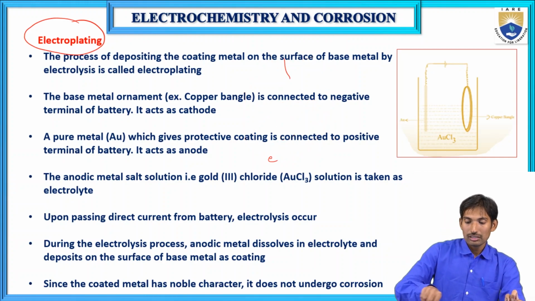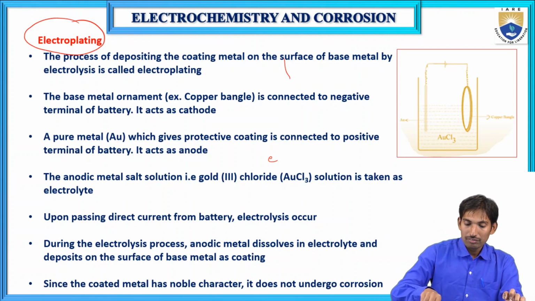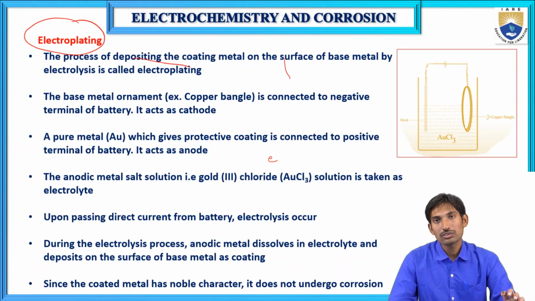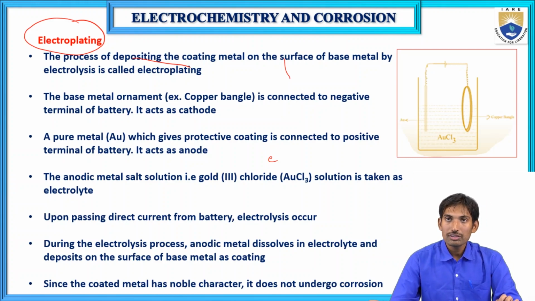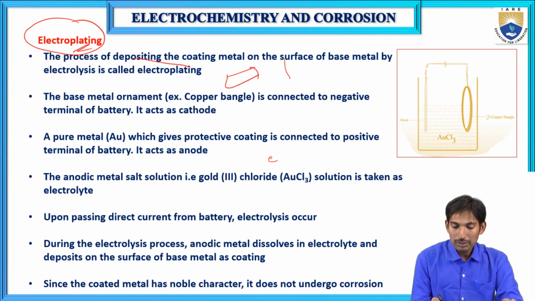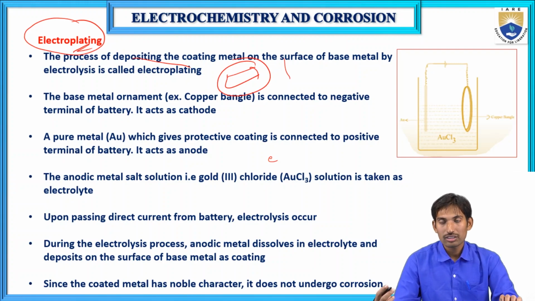See, electroplating. What is electroplating? The process of depositing the coating metal on the surface of the base metal by the electrolysis process is called electroplating. In galvanizing and tinning processes, our base metal is coated with other metals. In electroplating also, we are coating with other metals by using the electrolysis process. The coating metal is deposited on our base metal. That is called electroplating.